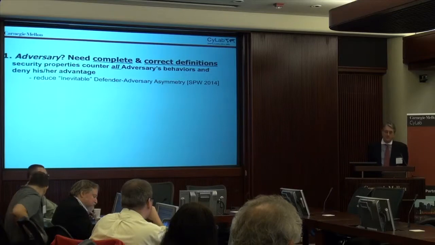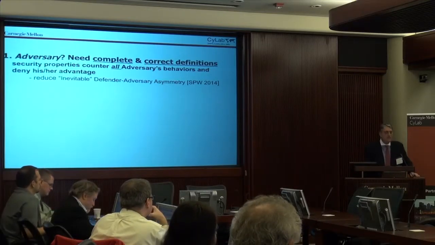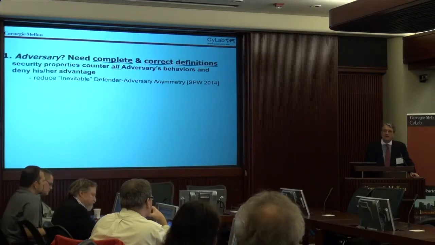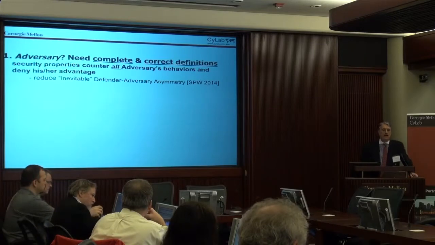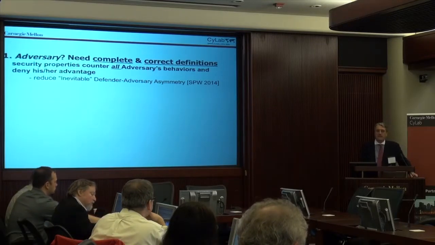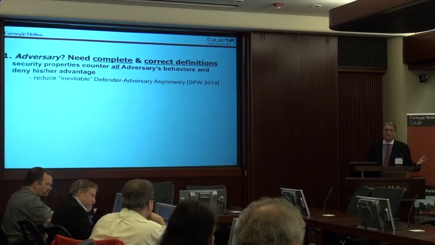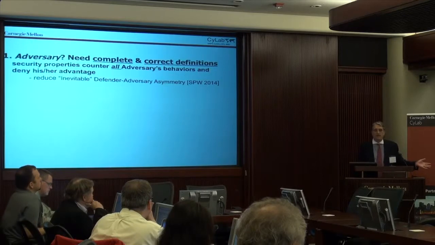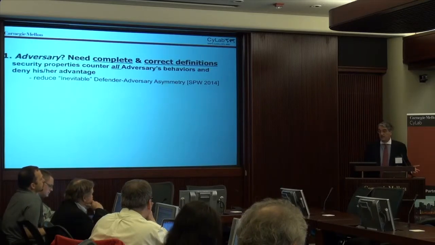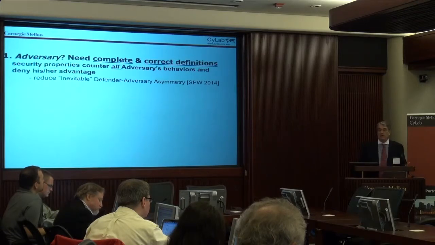So if we are able to do that, we obviously reduce the defender-adversary asymmetry, which was popularized by Donald Rumsfeld, who actually pointed out that the adversary always has an advantage over the defender, meaning that the adversary has to find only one flaw in your system to break in, whereas you have to defend everywhere. Well, so this is a clear asymmetry, and we want to reverse that. And we cannot reverse that no matter what we do unless we have complete and correct definitions of the adversary.